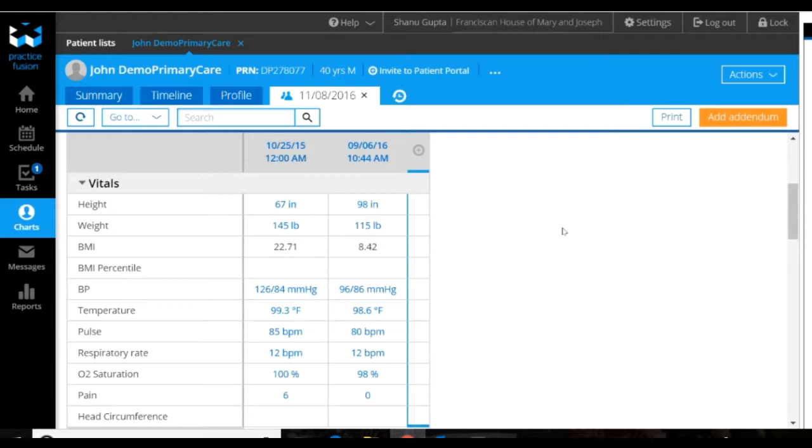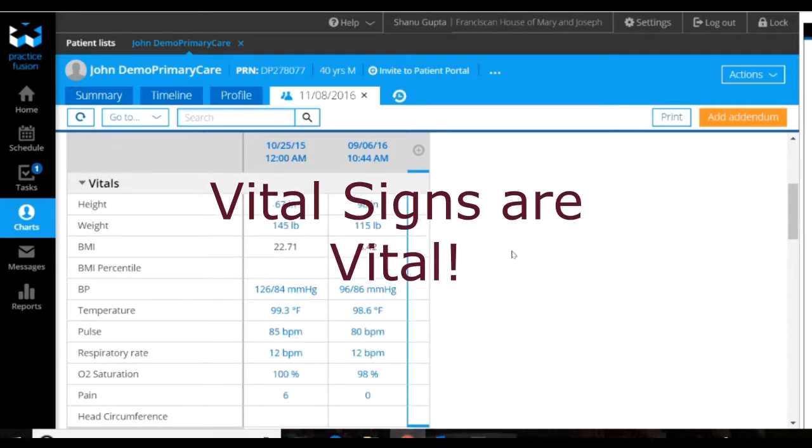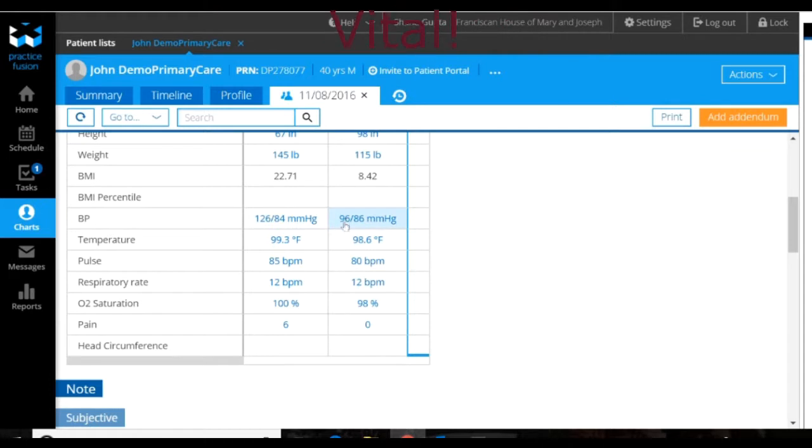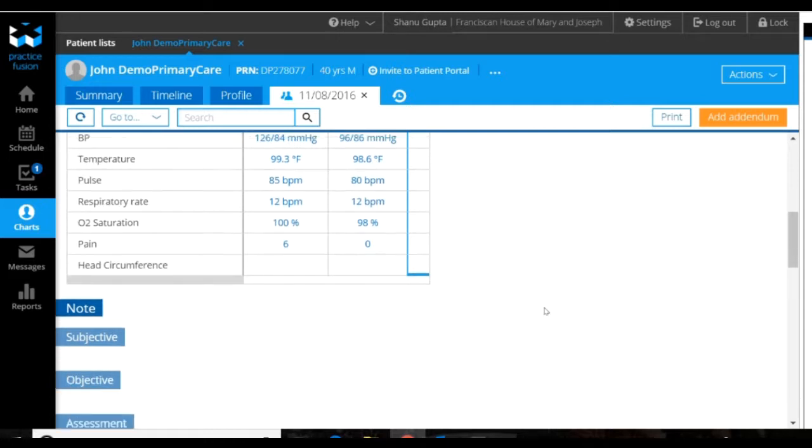So Mr. Demo Primary Care here has grown in height, it would seem, in the 1 year that he's been with us, and also lost a significant amount of weight. Sadly, his BMI has fallen below normal levels. You can also see his vital signs of blood pressure, temperature, pulse, respiratory rate, saturations, and there are other things you can add in here. So for example, for diabetics, if we are checking a blood glucose, this is the place that it will be added. Things like head circumference are really for pediatric patients, and those are not the types of patients that we will be seeing in this particular clinic.